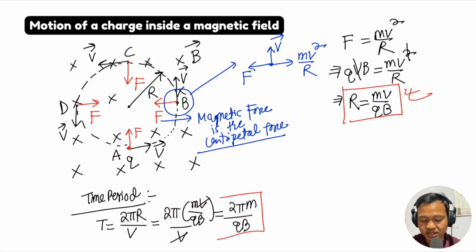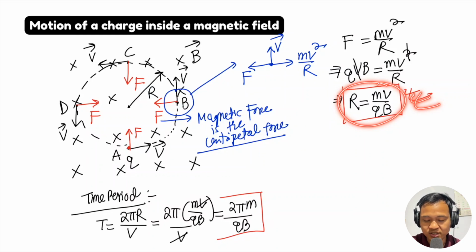About frequency: frequency is the reciprocal of the time period. So frequency is qb by 2 pi m. Okay then, the mass-related part is the radius of the circular path.